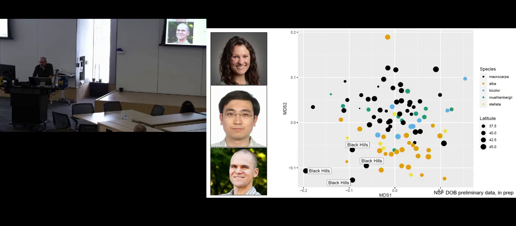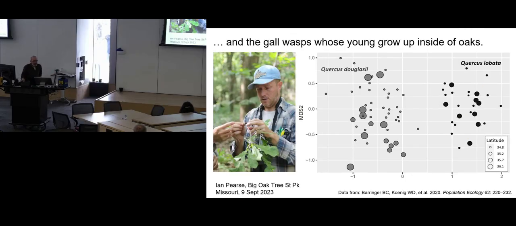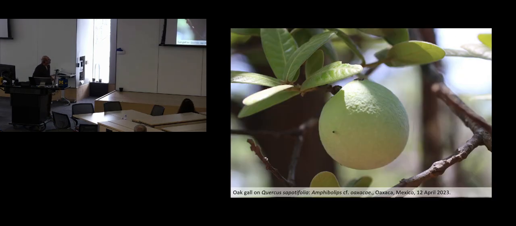And when we look at the gall wasps, whose young grow up inside of oaks, we see a similar difference. Each of these dots is a gall wasp community on one tree of Quercus douglasii versus Quercus lobata sampled in California. And what you see is that those gall wasp communities are also very different. So these species-level differences matter, but at the start of this project, we had no idea what the gall wasp, the endophyte, the mycorrhizal communities were like on bur oak and its close relatives. So let's look at the gall wasps first, which is work done by my colleague Ian Pierce, who's also done wonderful work on masting in oaks, if you're interested in that.